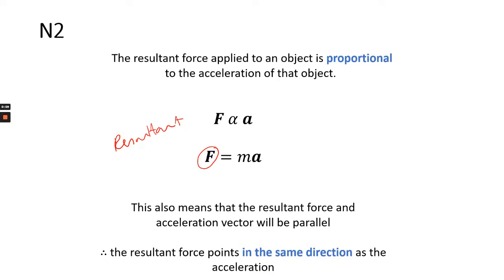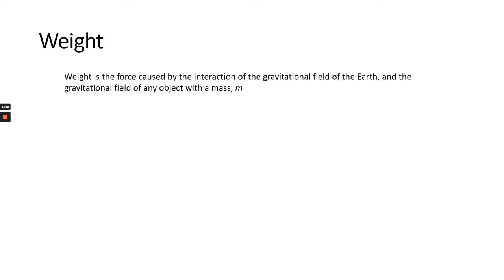If we have an acceleration in one direction, we will have a resultant force pointing in exactly the same direction. So, just very quickly, we need to have a sense of how we calculate the weight of an object. Now, the weight is the force caused by an interaction of the gravitational field of the Earth and the gravitational field of any object with a mass m. It's the interaction between two gravitational fields. We don't need to go into the minutiae of how that force operates, but weight is a force. It is not a property of the object like mass is.